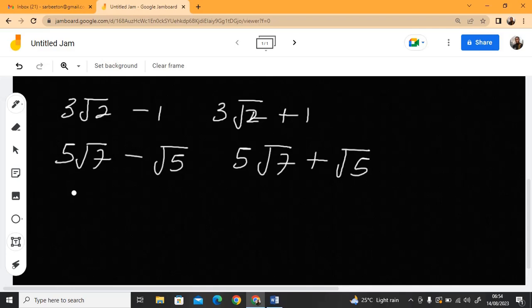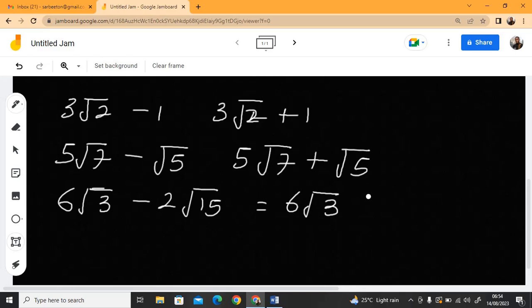If I give you 6 root 3 minus 2 root 15, the conjugate of this surd is 6 root 3 plus 2 root 15, you change the minus to plus. But let's assume I put plus there because I'll be dealing with minus. If it's plus that is there, you change it to minus, that will be minus 2 root 15. So these are what conjugates are.